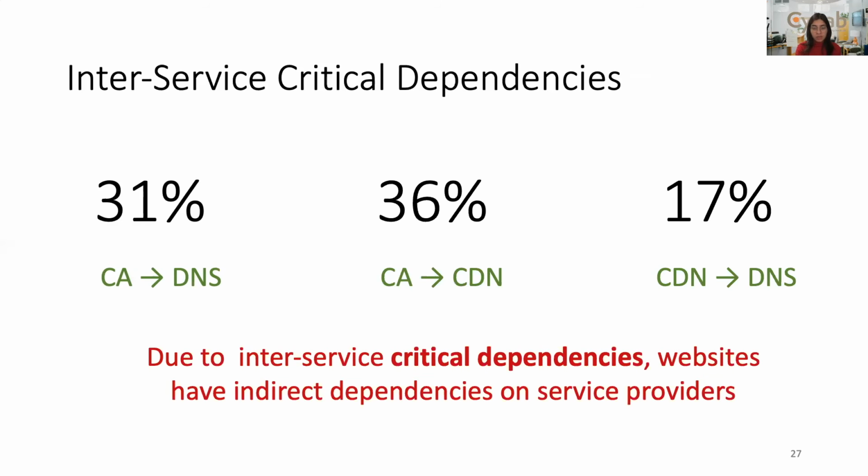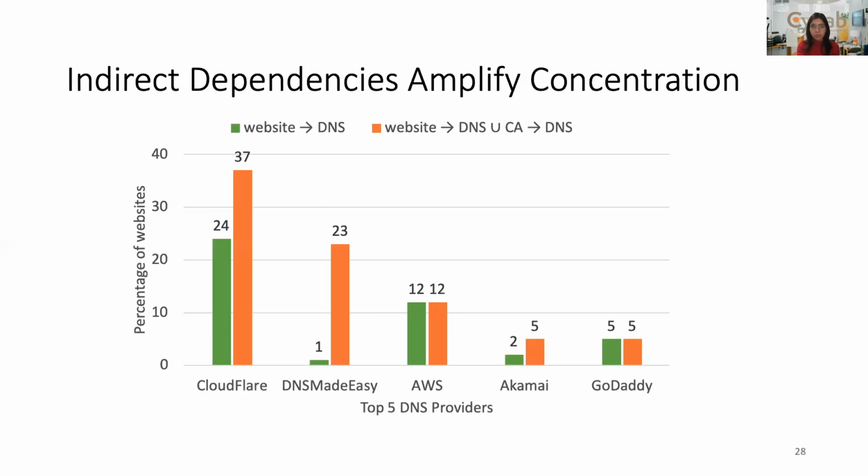These critical dependencies between service providers give rise to indirect dependency. But why should we care about indirect dependencies? I mean, okay, sure, they exist, but what's the harm? Turns out that as a result of indirect dependencies, we see huge amplification in the impact of a given provider. For example, in case of CA to DNS dependency, Cloudflare now critically serves 37% of the top 100,000 websites as compared to 24% before. And in case of Dyn, the impact goes from 1% to 23%.